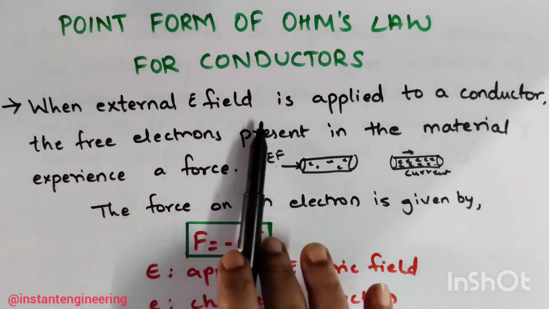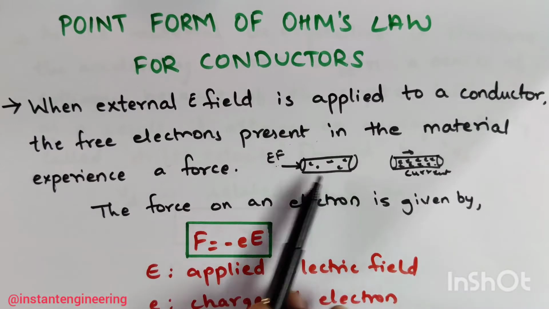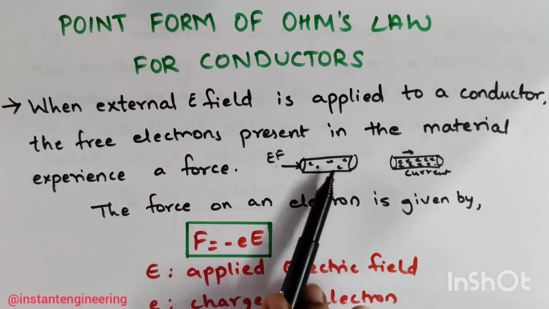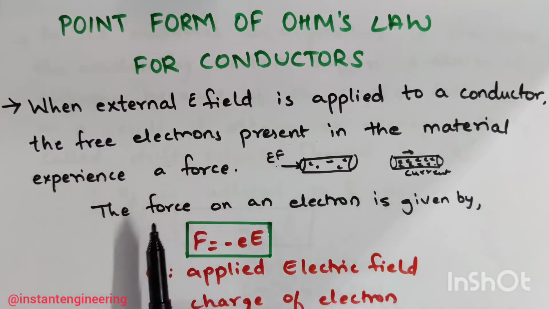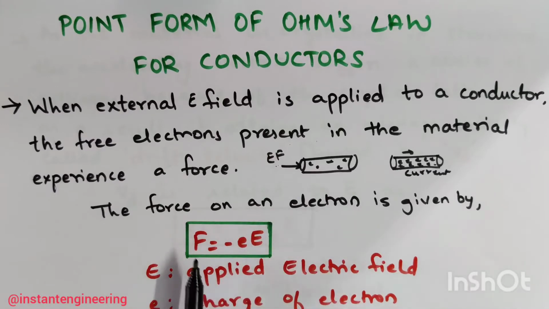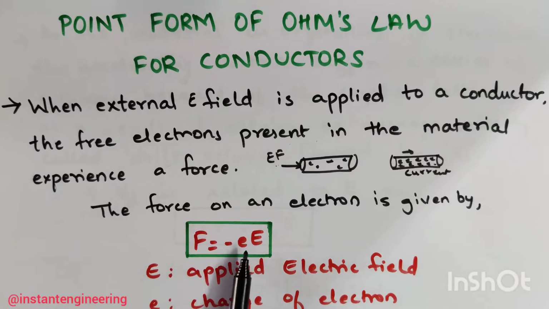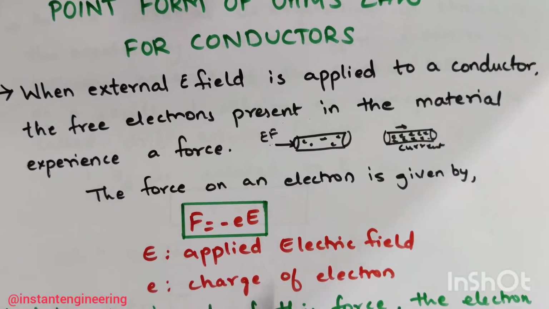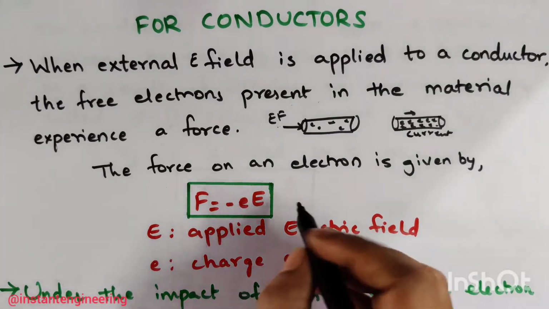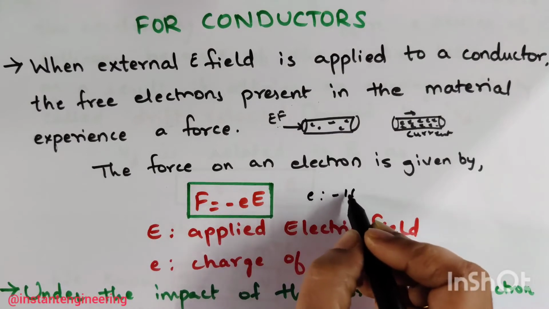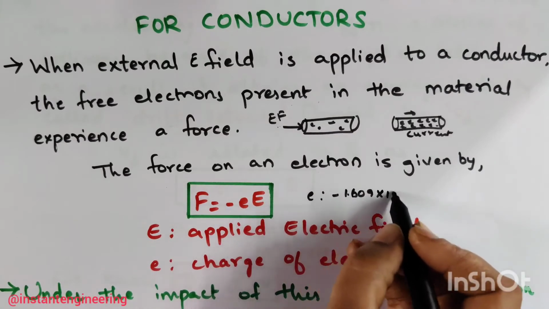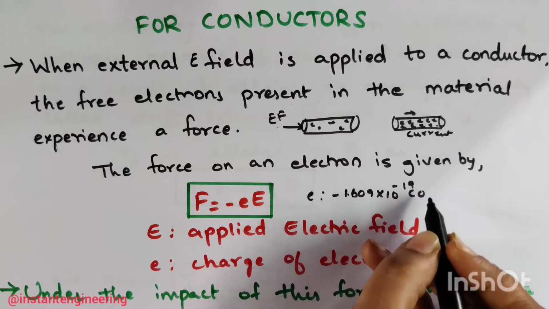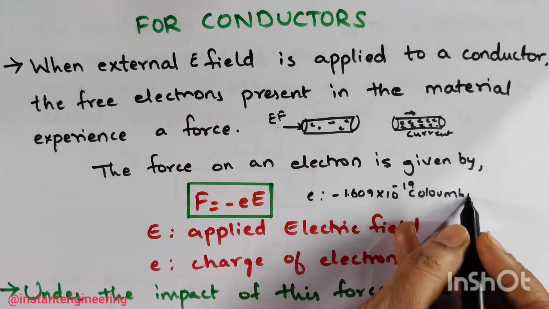When an external electric field is applied to a conductor, the free electrons present in the material experience a force. This force on an electron is given by F is equal to minus e into E. Here e is the charge of the electron, which is always negative, taken as minus 1.609 into 10 power minus 19 coulombs.